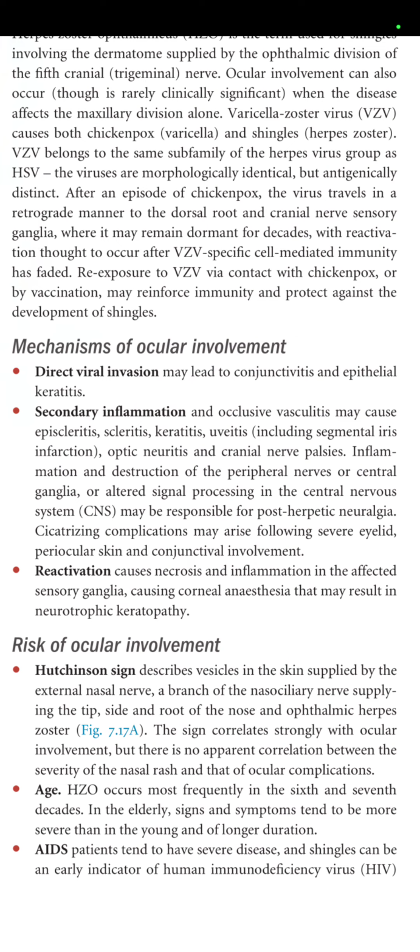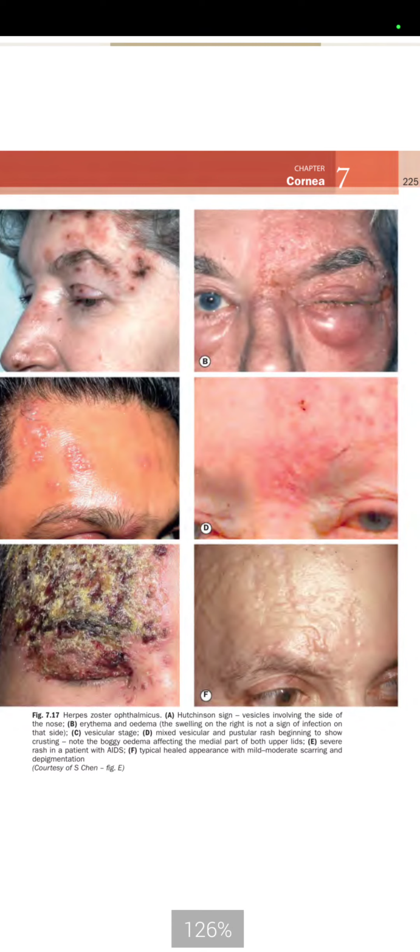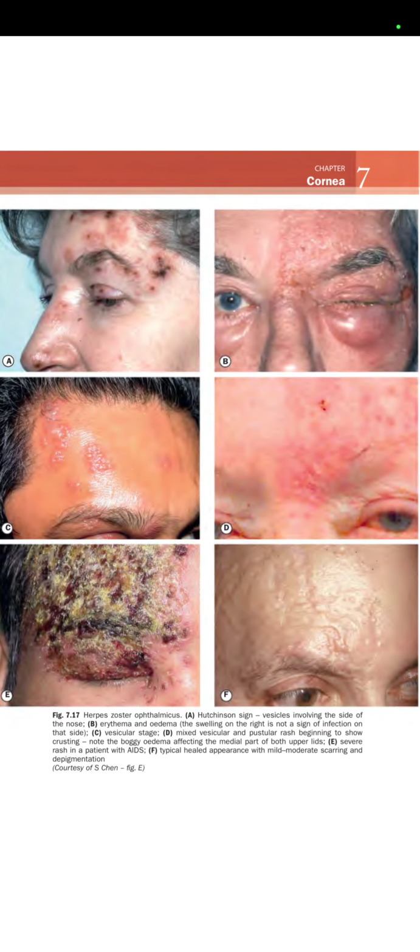So let's see figure 7.17a. 7.17a is a Hutchinson sign, a vesicle involving the side of the nose. So you can see the side of the nose is also involved. So it means that the nasociliary branch is involved.